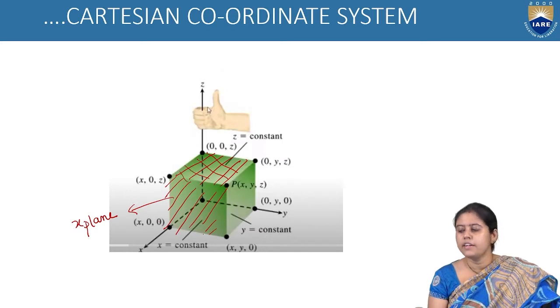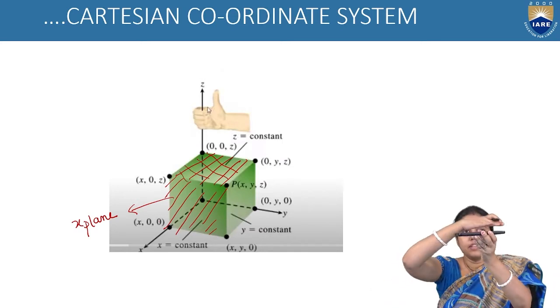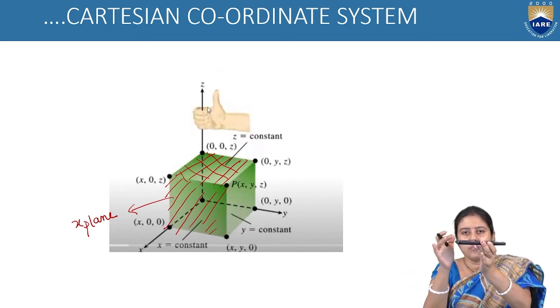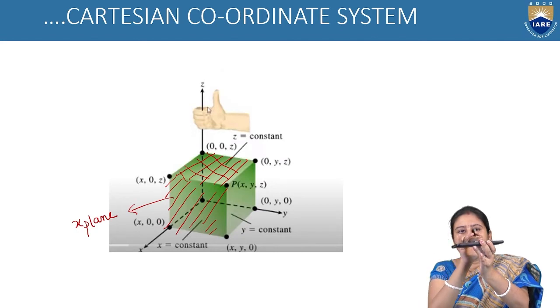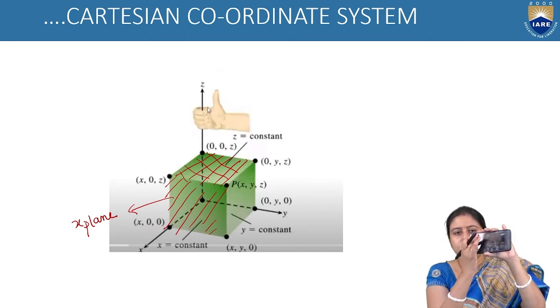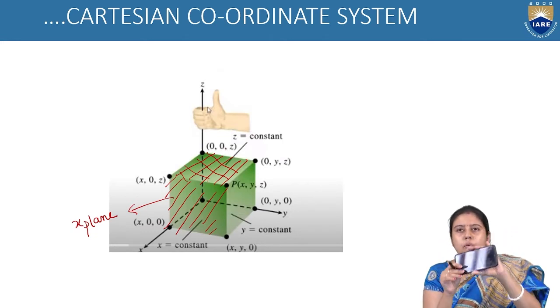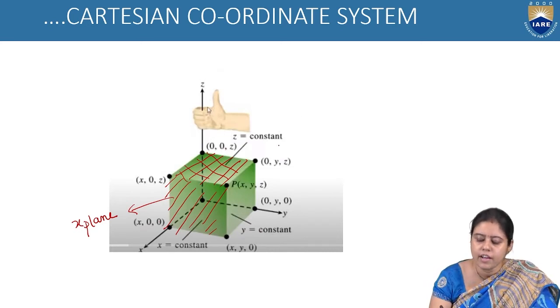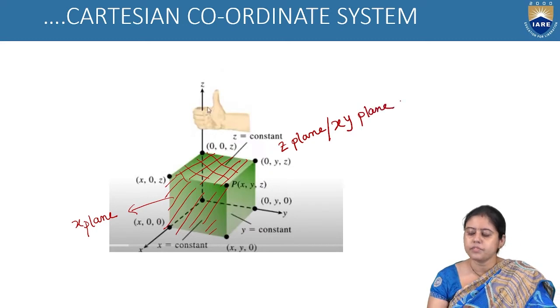If we think about the top plane and the down plane, in the plane x and y only, check the plane only. X and y both are constant, so we can tell this is the z constant. So we can name it as the z plane, or sometimes we also call it the xy plane.